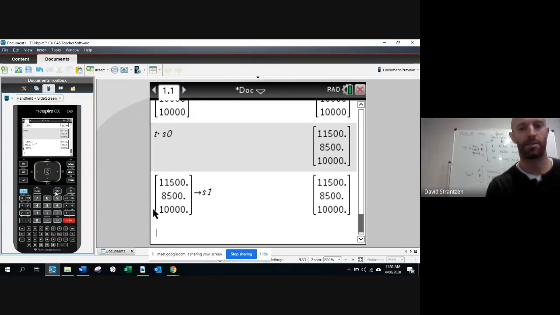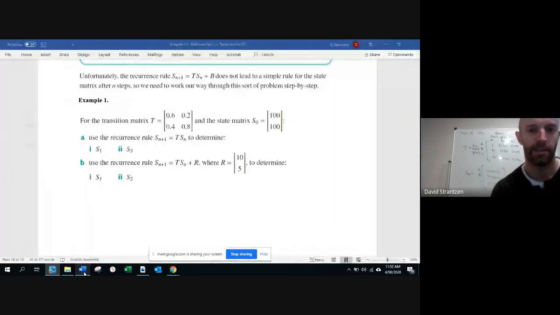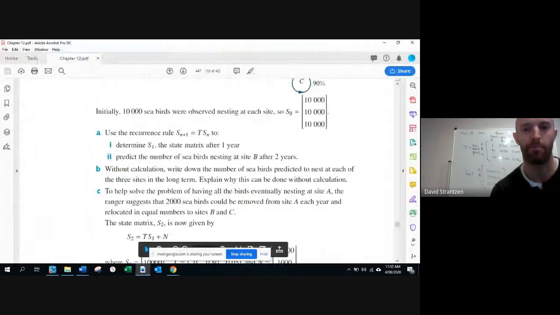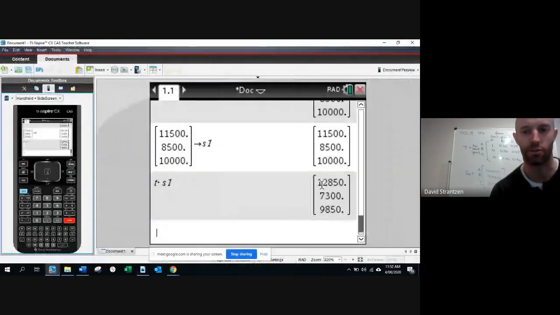And then to find S2, I've got to do T times S1. One step at a time. There we go. These are how the birds are located after 2 years. 12,850 at site A, 7,300 at site B, 9,850 at site C. So the question that said, predict the number of seabirds nesting at site B after 2 years, that is the middle number in matrix S2. So that's 7,300 because this is my S2 matrix.